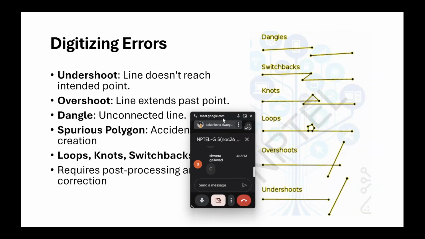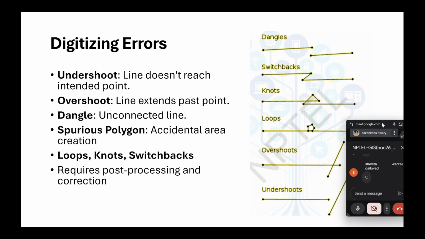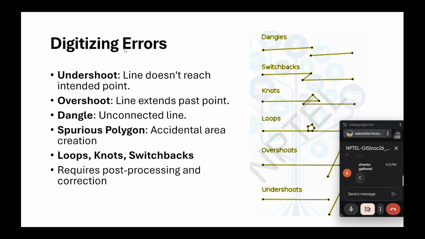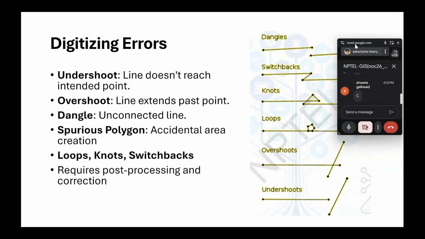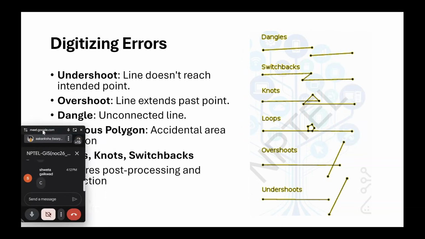Now there are some digitizing errors. So if you remember, while I was digitizing a polygon file or a polygon shape file or a vector shape file, there can be some errors that can get introduced. Okay, so what can those errors be? Those are called digitizing errors. And there are different types of digitizing errors. If you see here, these are all different types of digitizing errors.